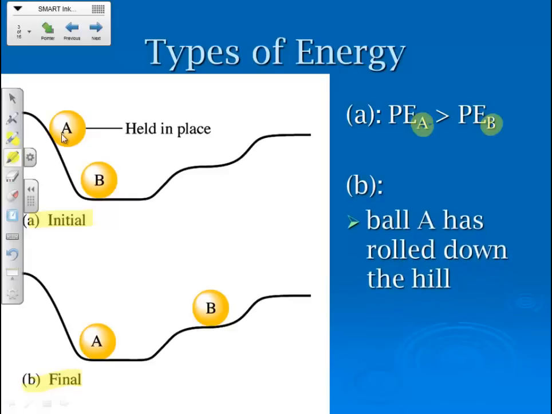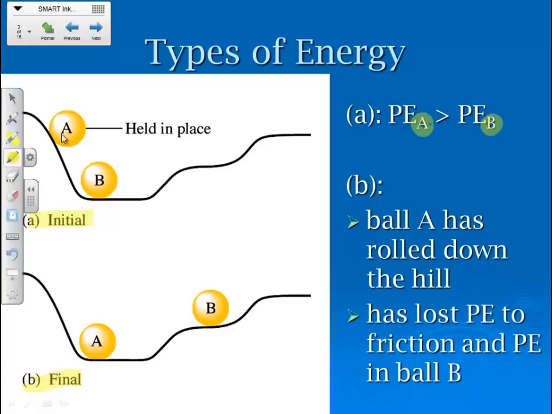Now in B, or the final setup here, we have the fact that ball A has rolled down the hill and it has lost potential energy, both to friction and to ball B, because now you have B with the positional stored energy, and that energy was transferred as A came down, transferred its energy during this collision and allowed B to move up and now have the potential energy.